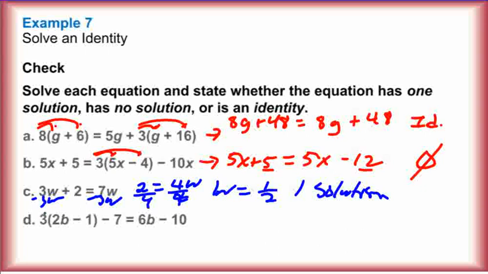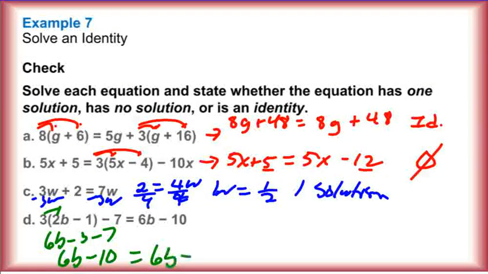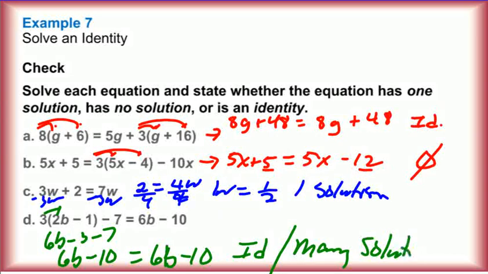And our last one here, distribute, I get 6b minus 3 minus 7, so I have 6b minus 10. This equals 6b minus 10. Since they're the same on both sides, this is an identity, or you can say many solutions.